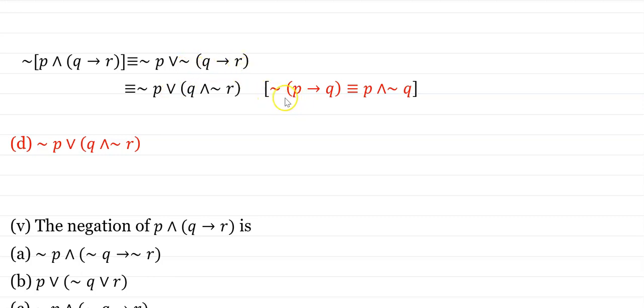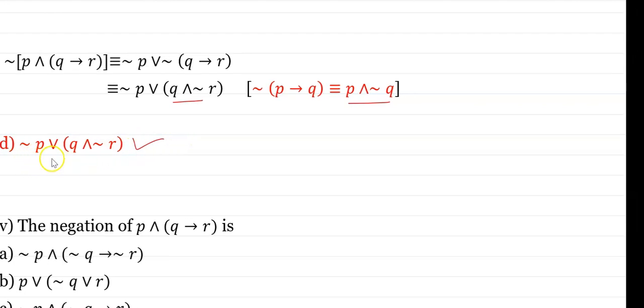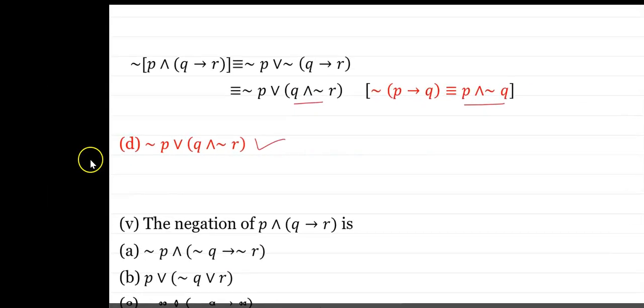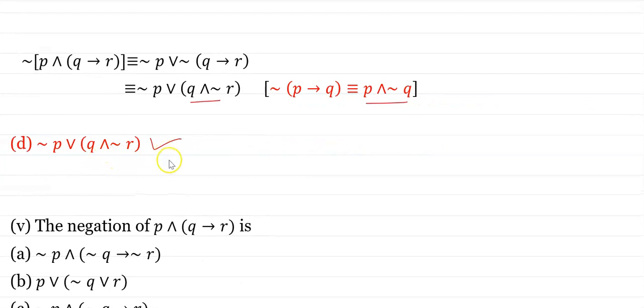What is the negation of P implies Q? Negation of P implies Q is P and negation Q. And similarly here Q and negation of R by using this result. And hence the option D is a correct one. That is the negation of P or in bracket Q and negation of R.